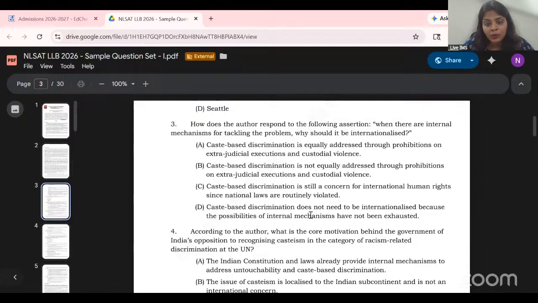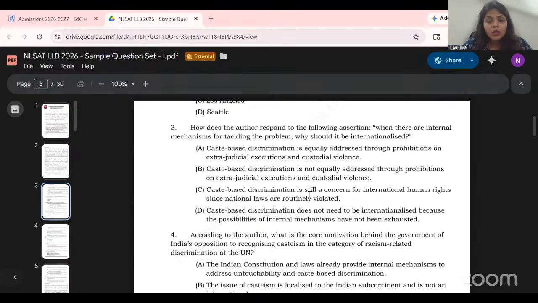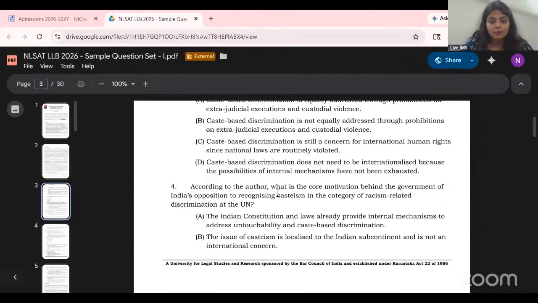Author is arguing about the fact that since the national laws are getting violated routinely, that is one of the reasons why we need to ensure that there is a recognition of caste-based discrimination. Author is arguing towards the fact that caste-based discrimination should be recognized. So that is why we go with C as an answer.